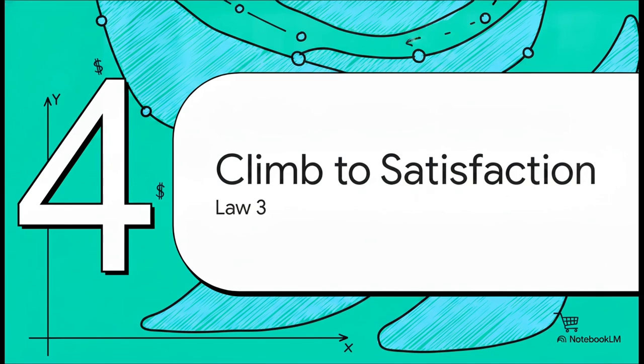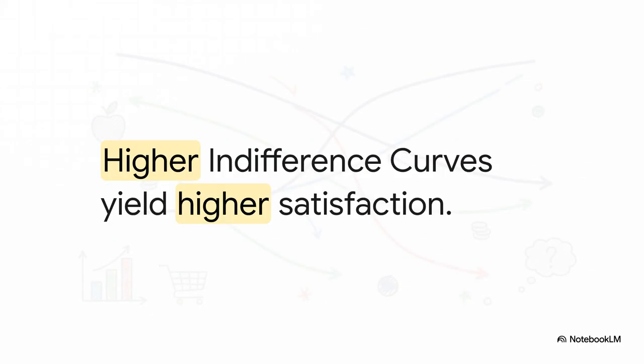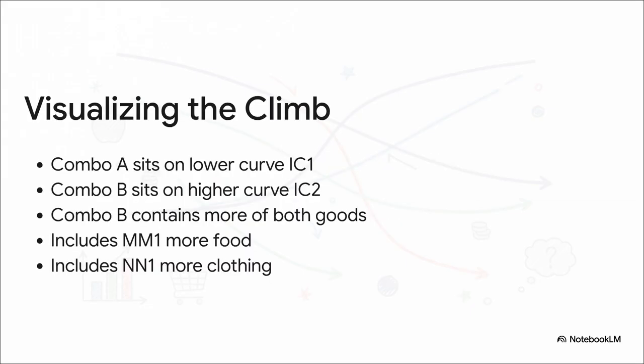All right, section 4, law 3, climbing to satisfaction. Our third property states quite plainly, higher indifference curves yield higher satisfaction. An individual curve represents one specific, locked-in level of happiness. But if we were to draw a whole map of them, shifting the curve outward and to the right naturally brings more overall utility. Let's visualize what this climb actually looks like.